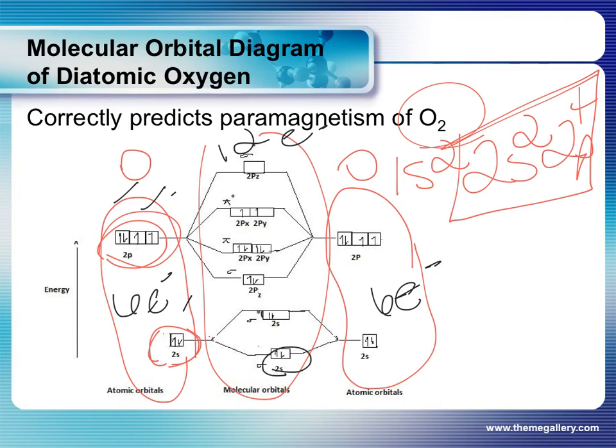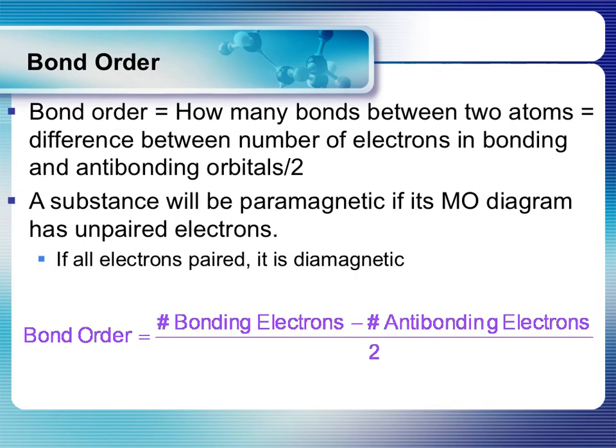So here's 2, 4, 6, 8, 10. Now follow Hund's rule. That means one electron in each equal energy orbital before you pair them. So by using the molecular orbital theory, hopefully you can see that now you have unpaired electrons. So that explains the paramagnetism of oxygen. Actually, molecular orbital theory does a very good job.